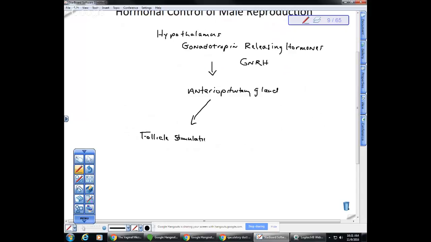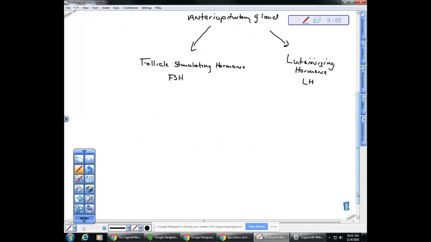So the follicles are in the females, but it's the same hormone that's found in males. And this is called the luteinizing hormone. So you can abbreviate these as FSH and LH. These are hormones that are released into the circulatory system, and so they travel all over, but they bind to receptors on the testes. So these go to the testes.